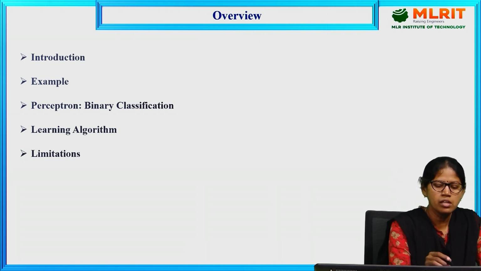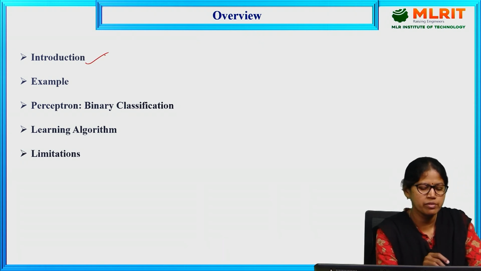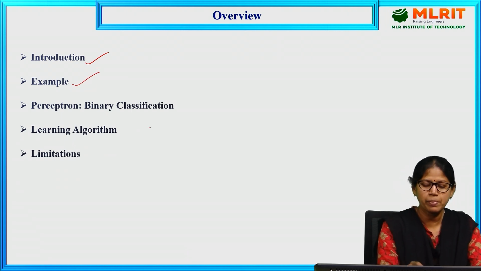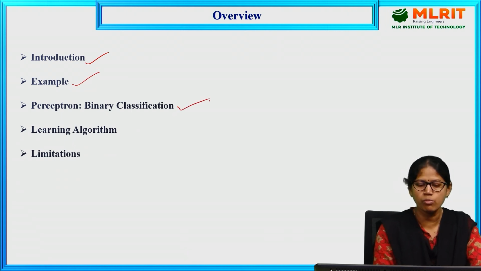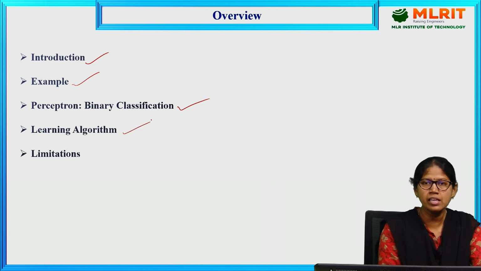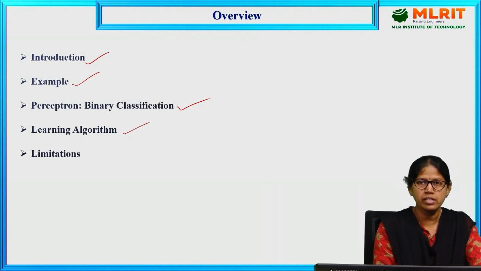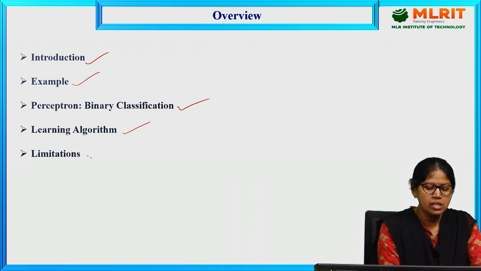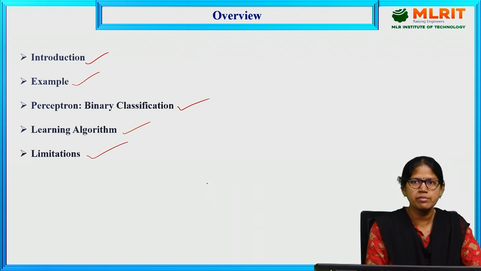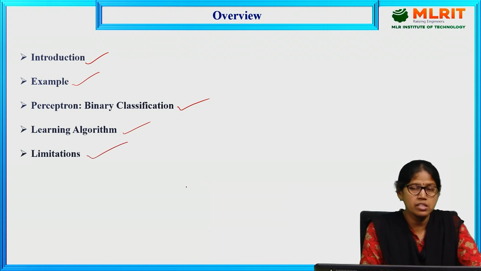We'll learn an introduction to the single layer feed-forward network, and we'll see one example, the R function and perceptron binary classification model, the neuron model, and a learning algorithm, how we will train it and how we will draw the linear separable boundary. Then the limitations of a single layer feed-forward network, and we will see the advantages of multi-layer feed-forward networks.